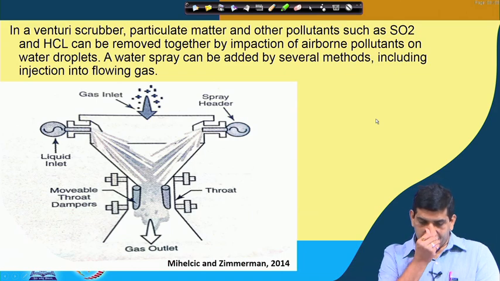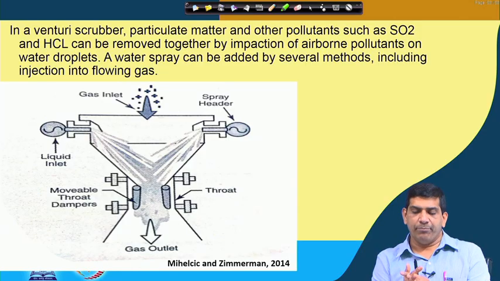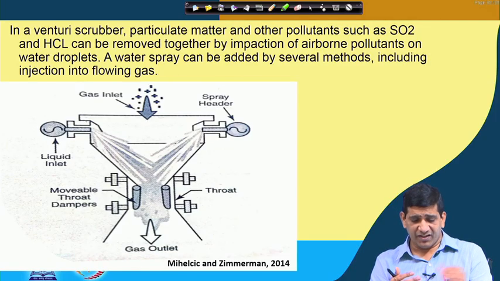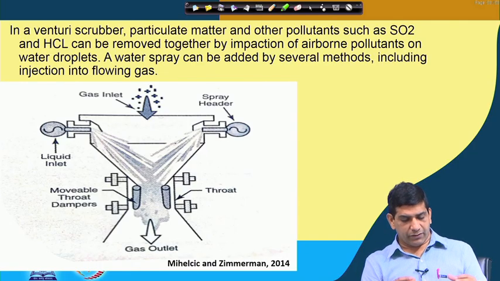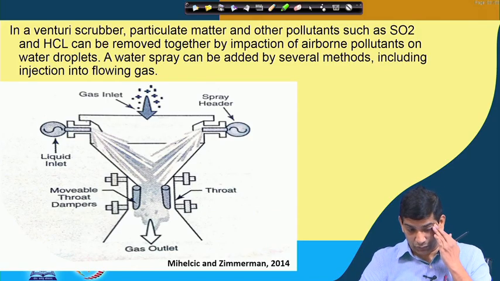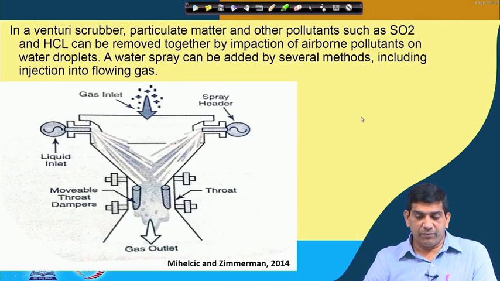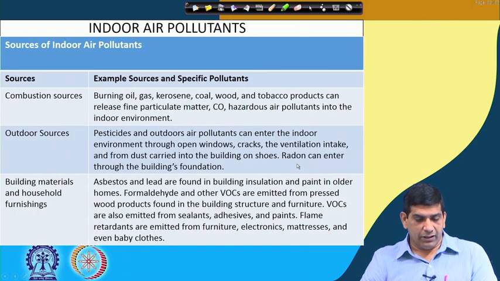Venturi scrubbers are also used sometimes, where particulate matter and other pollutants such as SO2 and HCl can be removed together by impaction of airborne pollutants on water droplets. A water spray can be added by several methods, including injection into the flowing gas. So, that is the gas inlet. You have a spray header, the liquid inlet, movable throat dampers, and the gas outlet as well. When the gas passes through, SO2 and HCl can be removed by impaction of airborne pollutants on water droplets. That is how it is taken out.